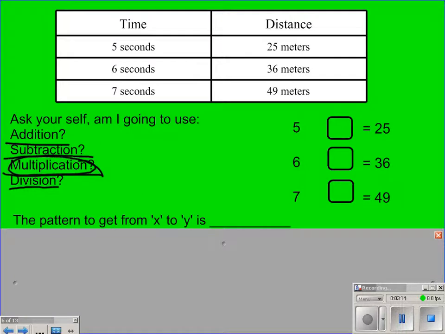To signify that you're multiplying, use a dot for multiplication. So 5 times 5 is 25. 6 times what gets you to 36? 7 times 7 gets you to 49. So the pattern to get from X to Y is to square your X.